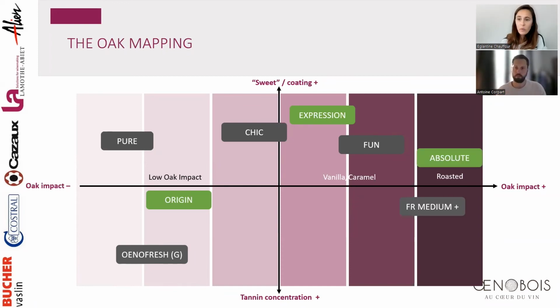Last family that we are offering to really cover every need you could have are on the higher toast level and higher oak impact. So we have the chips that are the FR medium plus, French oak medium plus toast. These chips are here to give you concentration, to give you tannins and structure, but also rich in furfural, so gives you some toasted aromas.